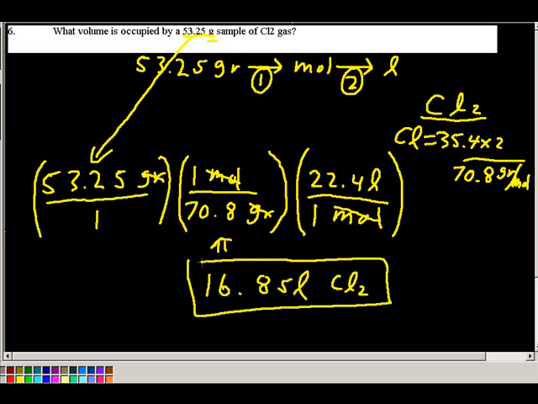Now the question is, is this answer reasonable? Let's see. We had 53.25 grams. 70.8 grams is 1 mole. This is less than that amount. So I should have less than 1 mole. But wait a minute. 1 mole occupies 22.4 liters. But I have less than a mole, so I should have less than 22.4 liters, and I do. So that answer is reasonable.